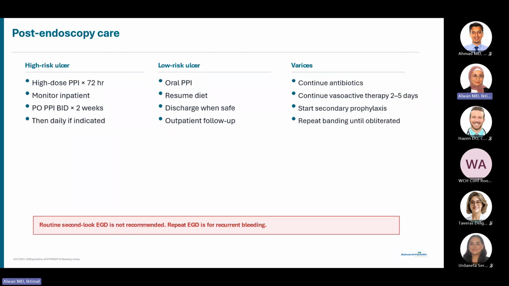Post-endoscopy care. We're done now with the EGD. We're going to discuss the plan in terms of PPI, diet, and anticoagulation, and when we're going to resume it. And finally, we need to prevent recurrence. So what are we going to use to prevent recurrence of variceal bleeding?